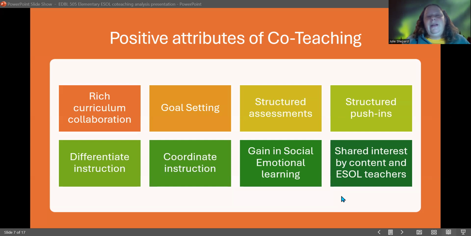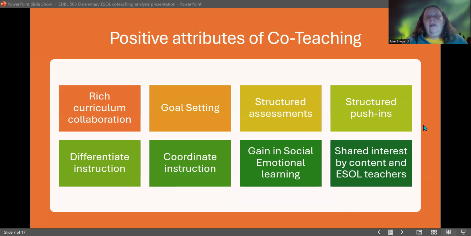And then shared interest by content and teachers. So what they find is sometimes when this collaboration is happening, the content teacher, the classroom teacher, is just as excited about working with the students and being able to help them, and they build this kind of shared interest together to make the classroom better.